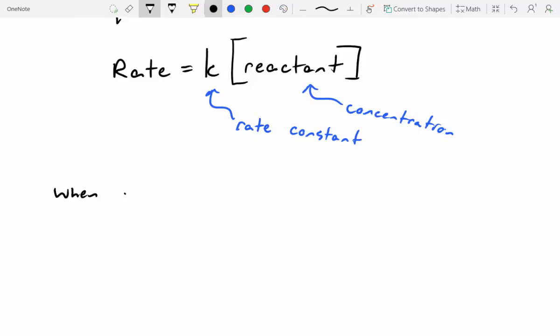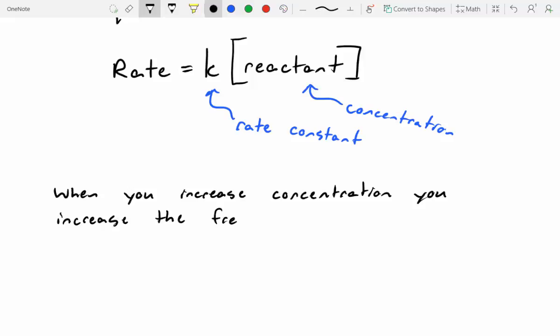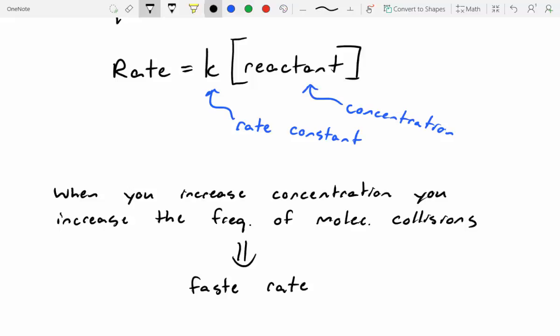So let's make a note. When you increase concentration, you increase the frequency of molecular collisions. This means that things happen at a faster rate. All right, so that's a really important thing to remember: concentration is hugely important.